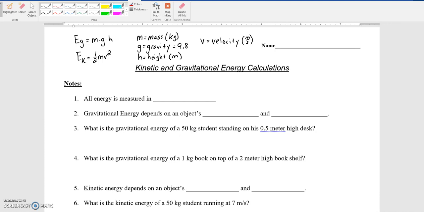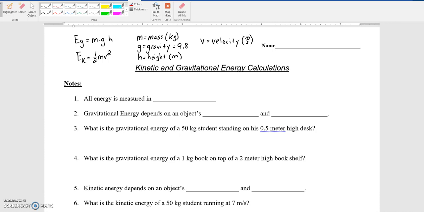Hi class, today you're going to learn how to solve for kinetic and gravitational energies. I'm going to go ahead and give some notes here. You do not have to write these down at all. You just have to follow along. Then you're going to finish this worksheet either on Kami or on a separate sheet of paper and submit it as a screenshot. Let's go ahead and get started here.